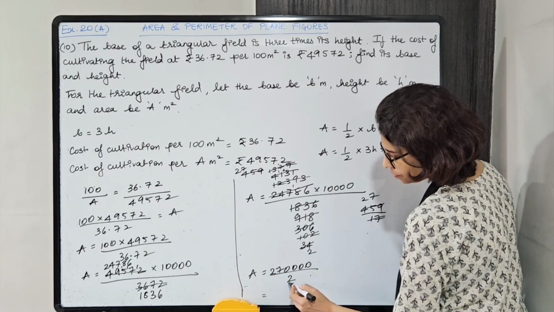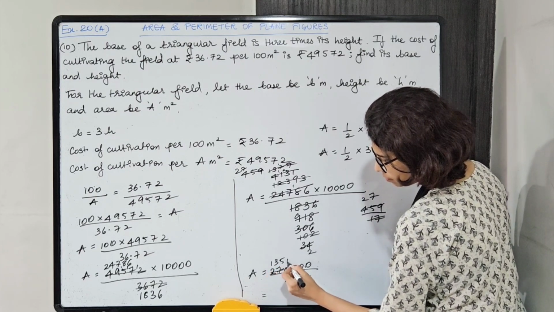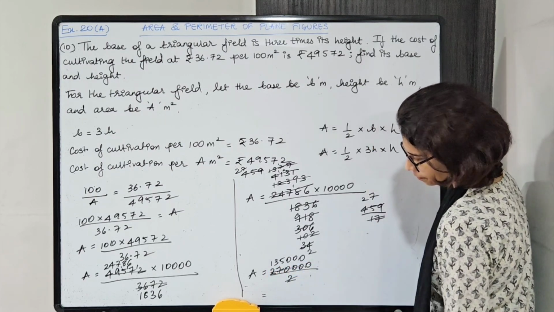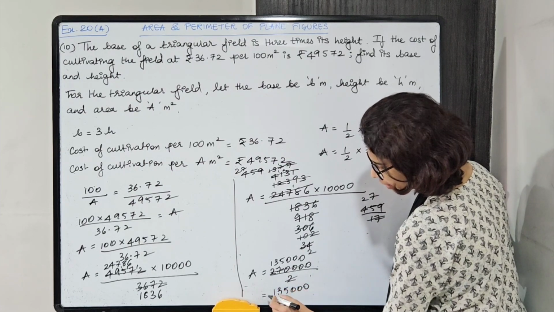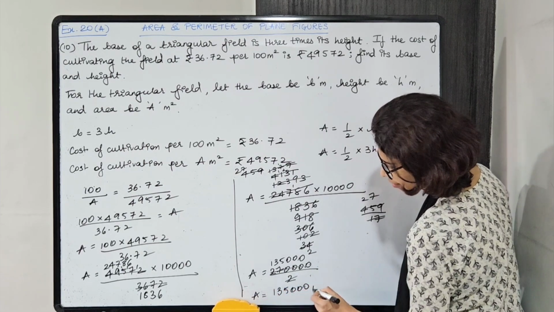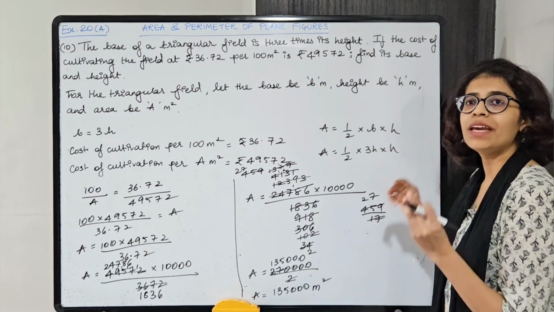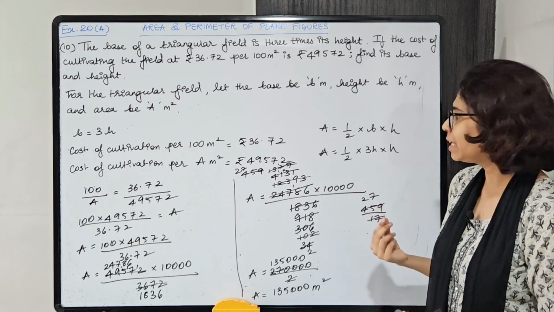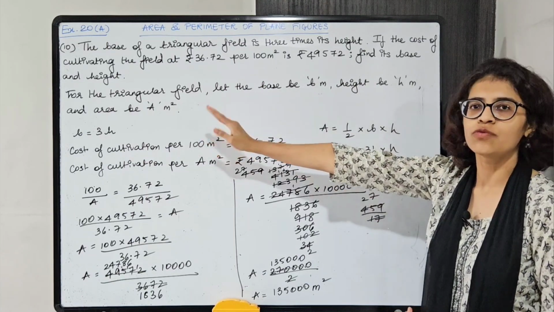So 2, correct? So 1,35,000 is the area in square meters. एरिया मिल गया. अब बेस एंड हाइट फाइंड आउट करते हैं. पहले हम लोग हाइट फाइंड आउट करेंगे, एज फाइंड आउट करेंगे, देन पुटिंग द वैल्यू ऑफ एज वील फाइंड आउट बी.